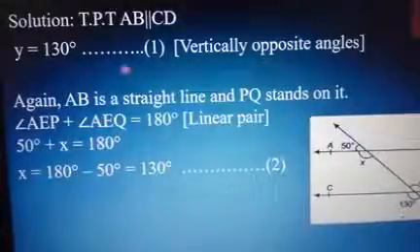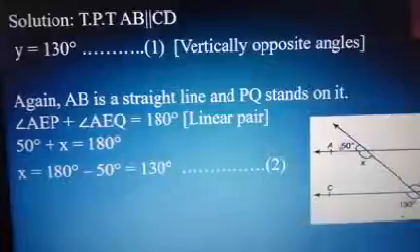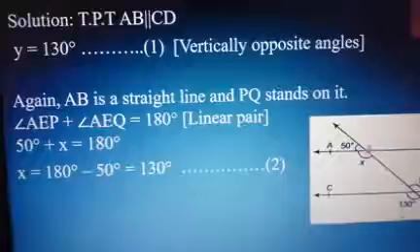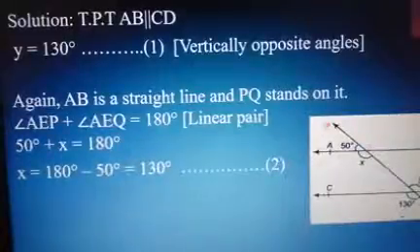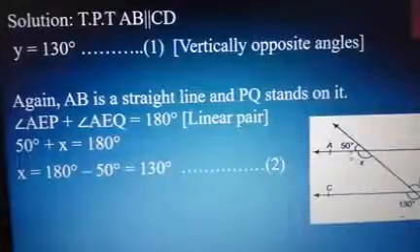So next, in this case, AB is a straight line. So this is AB, a straight line. This one I'm going to call PQ. So PQ stands on it. Therefore, the sum of these two is equal to 180 degrees. This point I'll call E, and this point I'll call F, and this one P and then Q, just for our reference. Okay. So the sum of these two is 180.